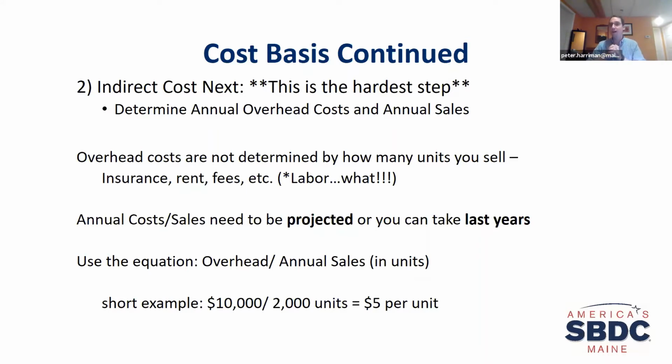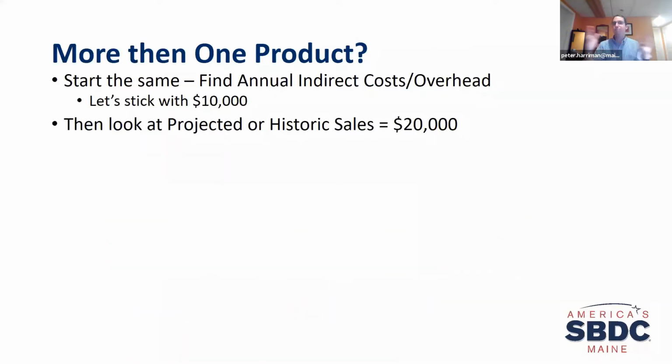And the most common question I get at this point is, well, what happens if you have more than one thing you're selling, right? Because this is a pretty slimmed down version. You might have multiple products that you're selling for different prices, right? So we're going to just throw out some numbers here. So let's stick to the $10,000 of annual indirect costs. We're going to stick with that. And we're going to say we're going to have sales of $20,000.